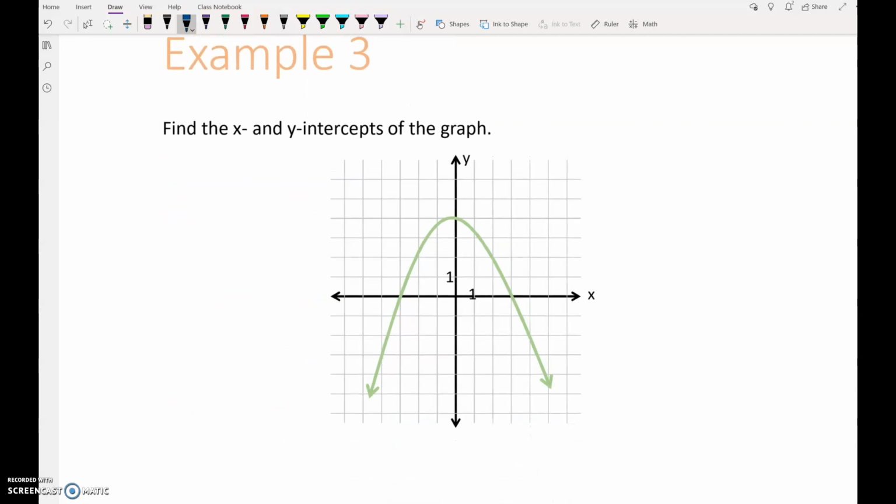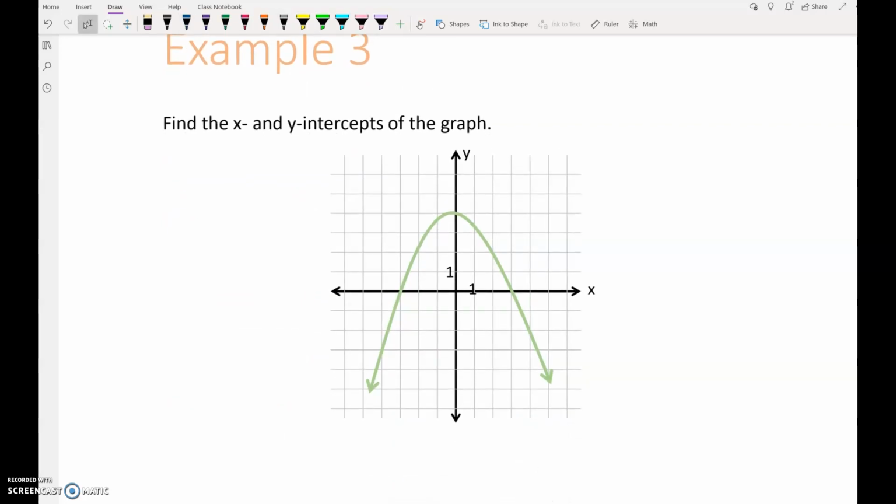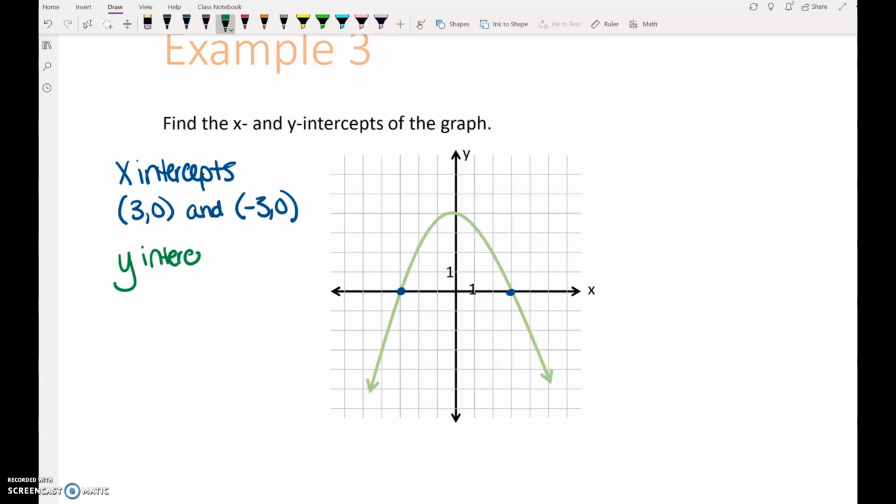So on example 3, sometimes there's a picture. This means not a ton of work. What are the x-intercepts for this parabola? Here and here. 3 and -3, let's write those as ordered pairs. So (3, 0) and (-3, 0). On your assignment, that's what you would need to do. Write x-intercepts or just write x and then put the coordinates of the x-intercepts. The y-intercept is here, (0, 4).